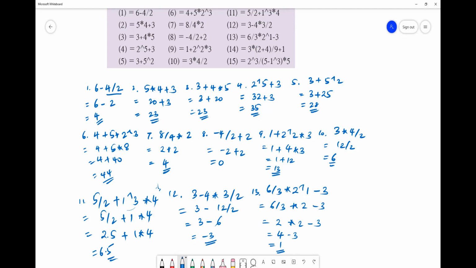Okay, thanks. Then the 14th, we have 3 into 2 to the power 4, 2 plus 4 divided by 9 plus 1. So we have to first of all work on what is inside the brackets. So that means 3 into 2 to the power 2 plus 4 is 6, divided by 9 plus 1. Then we have multiplication and division. We have to perform multiplication first because same precedence and we go from left to right. So this is 18 divided by 9 plus 1. So this is 2 plus 1 and this is 3.